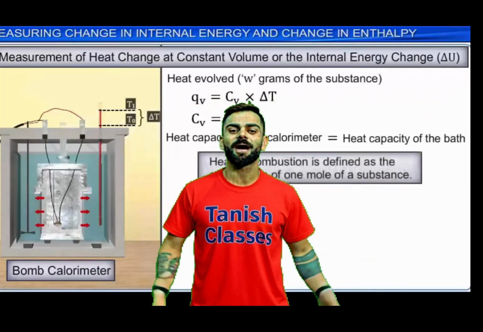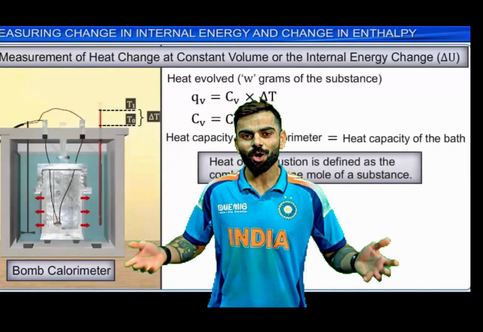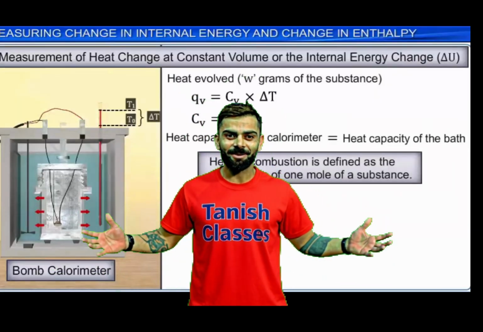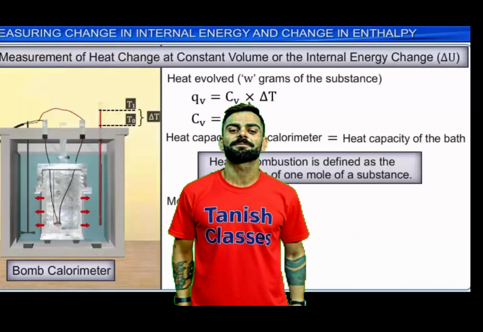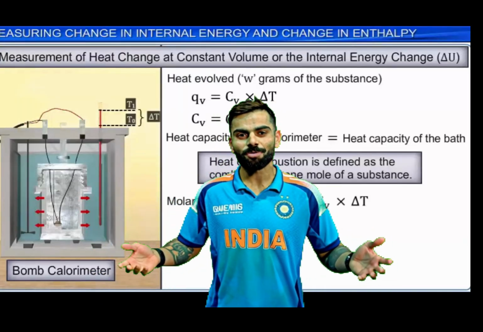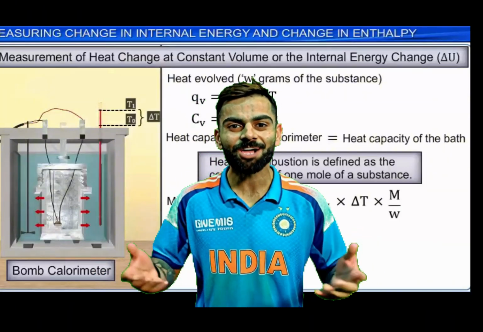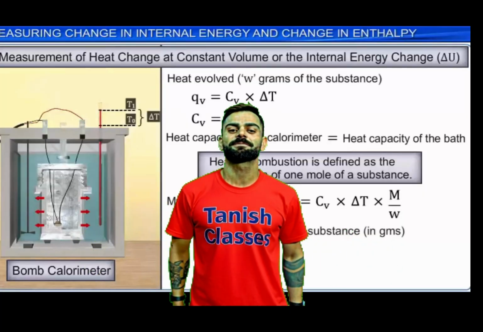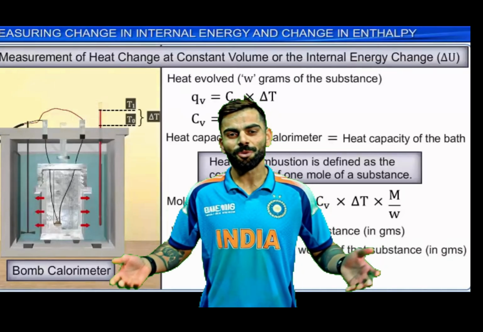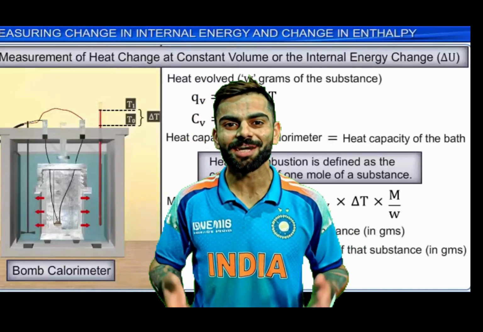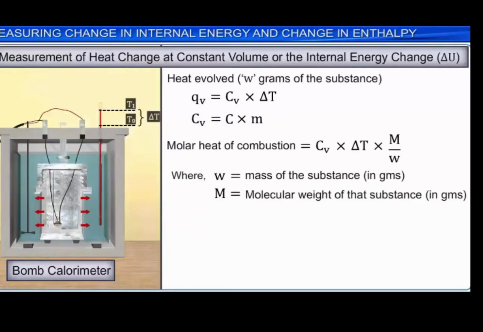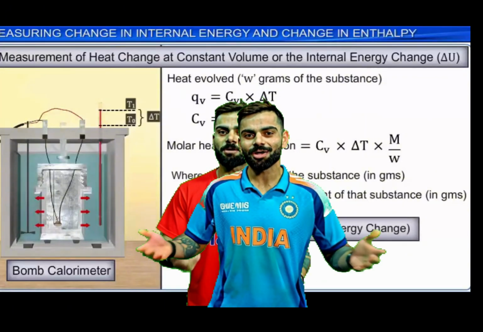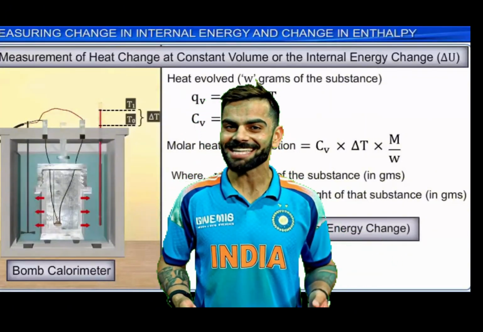Since heat of combustion is defined as the combustion of 1 mole of a substance, therefore, the expression for molar heat of combustion becomes: molar heat of combustion is equal to CV multiplied by delta T multiplied by M by W, where W is the mass of the substance taken and M is the molecular weight of that substance. As the above reaction is carried out in a closed vessel, therefore, heat evolved is the heat of combustion at constant volume and is a measure of internal energy change, delta U.